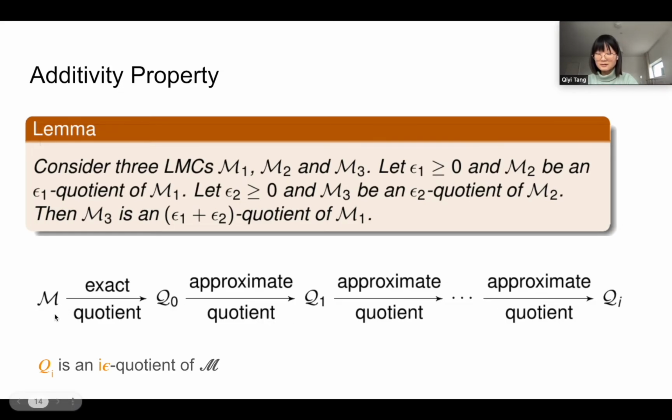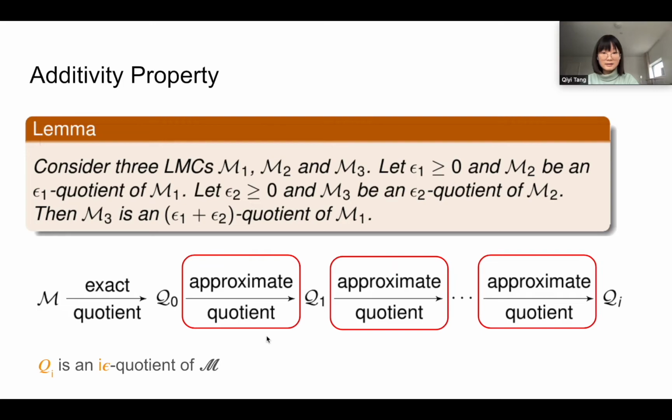So at the beginning, we have this LMC. Then we compute the exact quotient. We call it Q0. We run our minimization algorithm and get an approximate quotient Q1. We run our minimization algorithm again and get Q2, until we get an approximate quotient Qi. If we know that each approximate quotient Qi is an epsilon quotient of Qi minus 1 for all i, then by using this additivity property, we know that Qi is an i times epsilon quotient of M. And next, I will provide the details of this minimization algorithm to compute the approximate quotient.